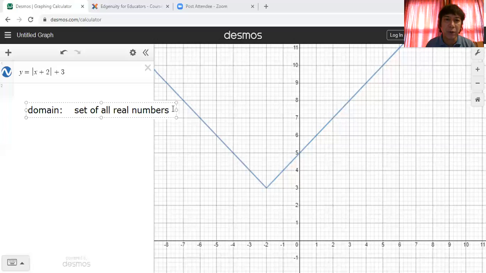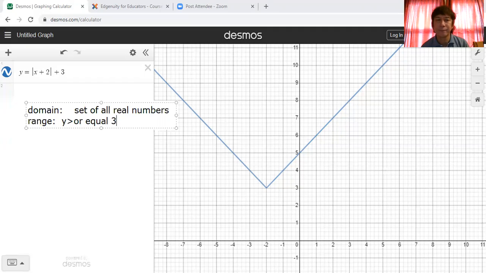Now for the range, the possible values of y, that will be the range. And we are restricted from 3 or higher. So this will be y greater than or equal to 3.